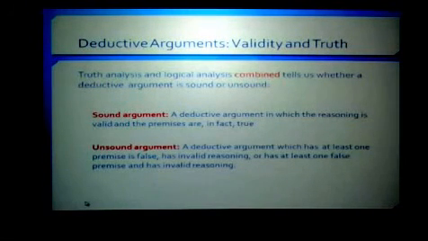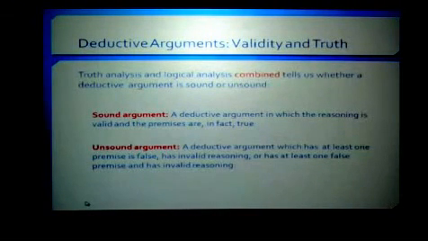Now, for deductive arguments, a good deductive argument is referred to as a sound argument. A sound argument is a deductive argument in which the reasoning is valid and the premises are in fact true. So notice how for a sound argument we have two conditions being met. All the premises are true and the reasoning is valid, so it has good reasoning. In this case, a sound argument gives you good reasons to believe in the truth of the conclusion. So if you have a sound deductive argument, then you can pretty much be guaranteed that the conclusion is true.